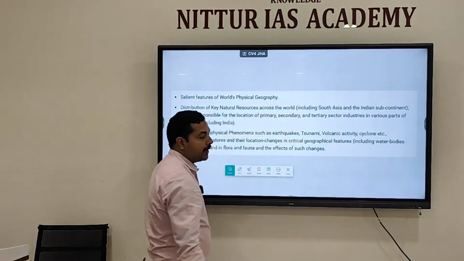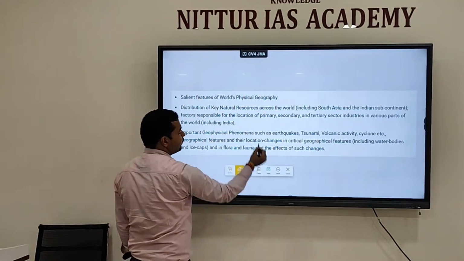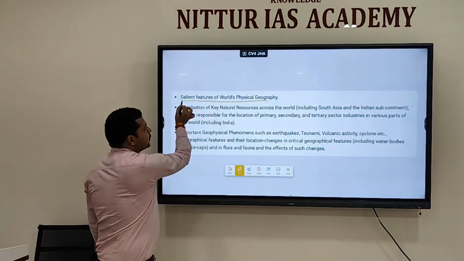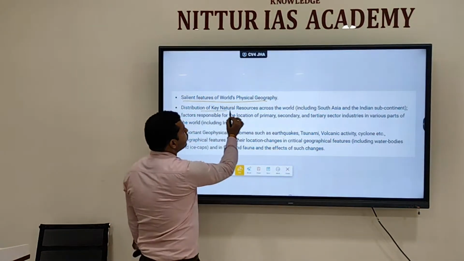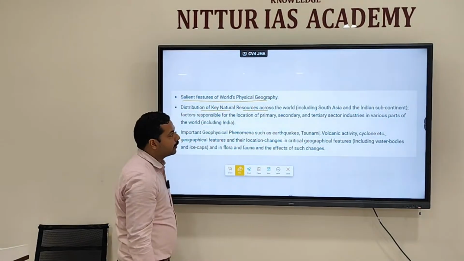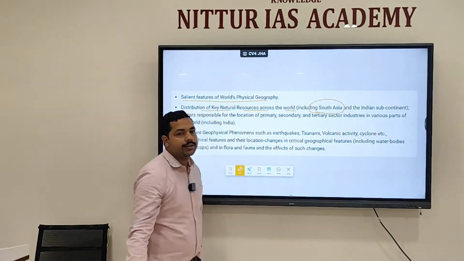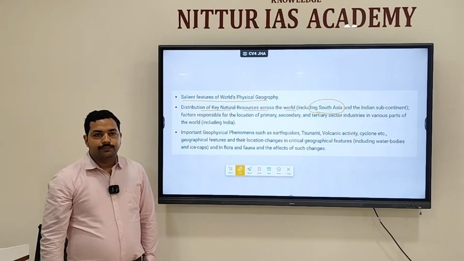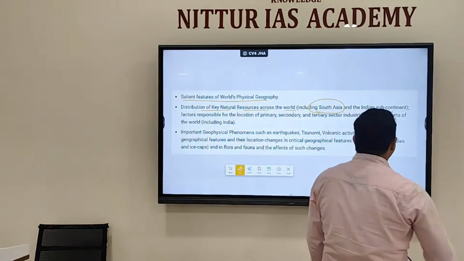What is mentioned is salient features of world physical geography. Secondly, distribution of key natural resources across the world, including South Asia. What is South Asia basically? India and neighboring countries. Yes.